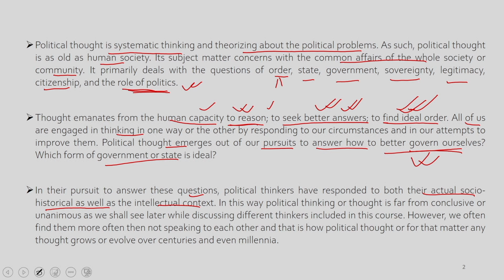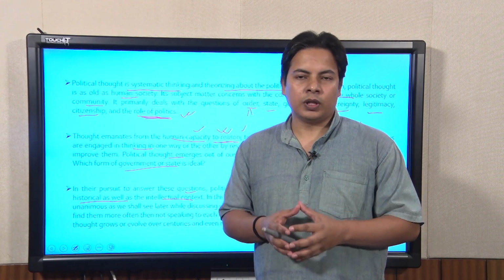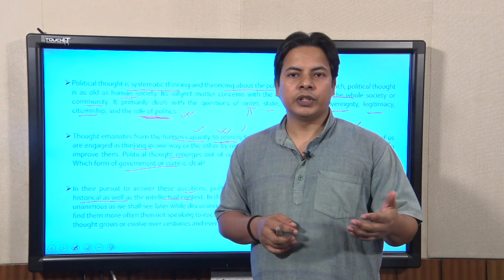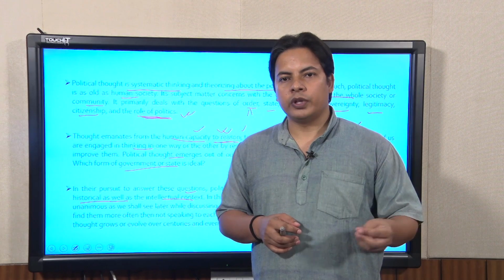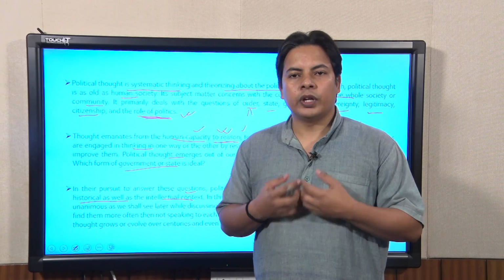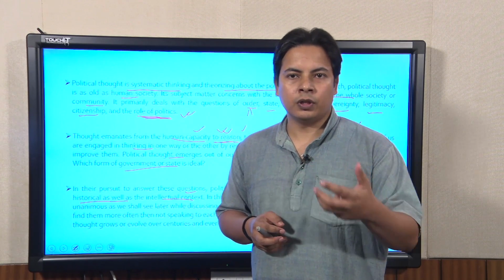All the thinkers that we are going to discuss in this course are responding to the question of what is order, which form of order is desirable or ideal. And in responding to these questions, they have responded, first, to their own socio-historical context. Plato was responding to the decadence that was happening in the Greek city-states. Hobbes was responding to the English Civil War. So were Locke and Rousseau, to formulate a more accountable and responsible form of government.